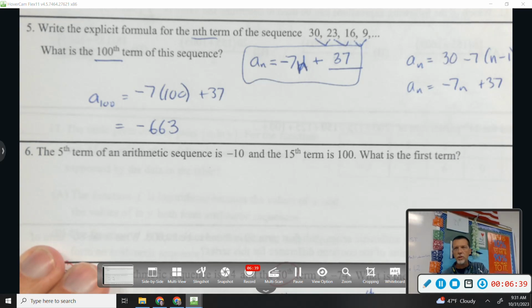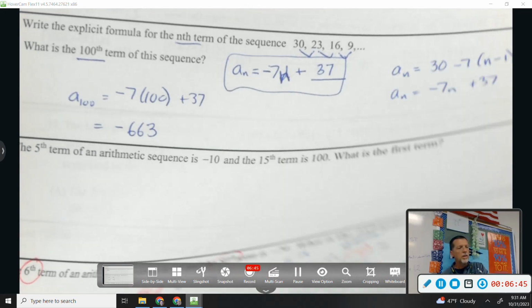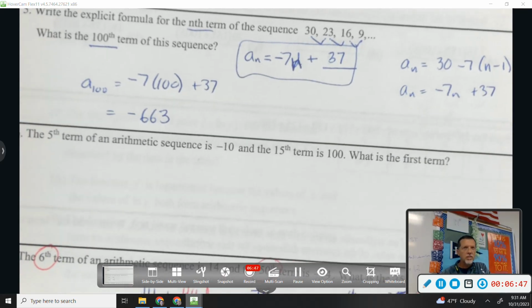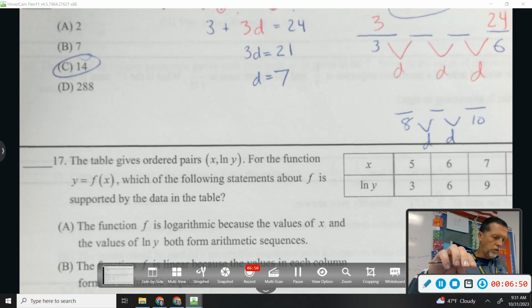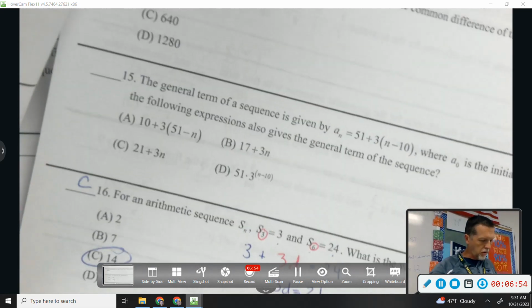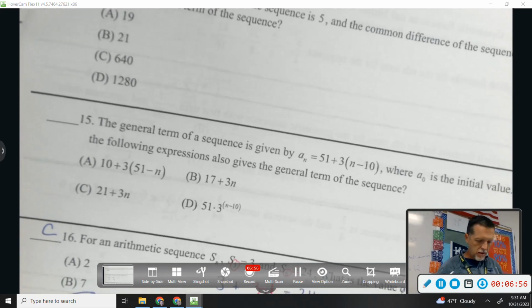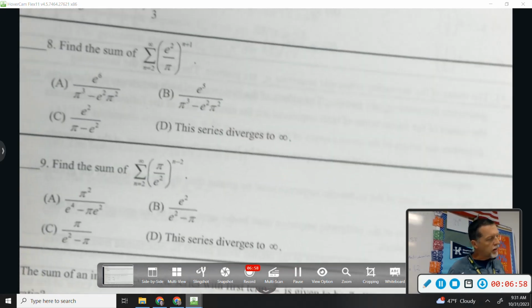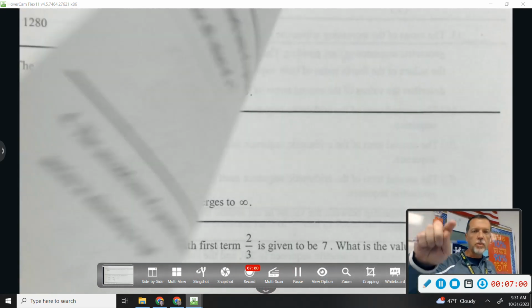Other questions on worksheet 2? Going once. Going twice. We didn't do any sum formulas. You okay with that? If you know the formula, it's not really that hard.